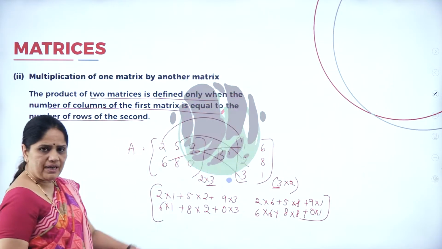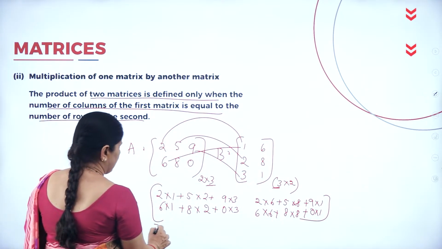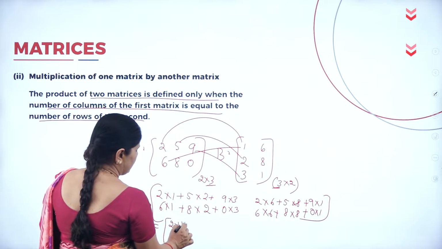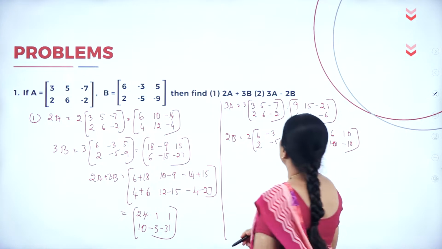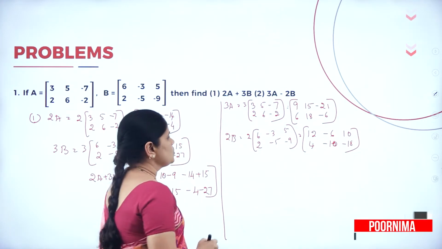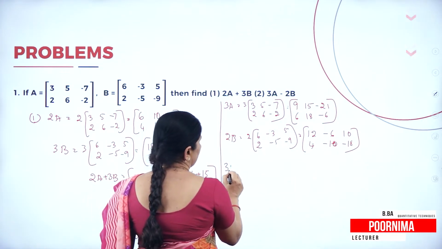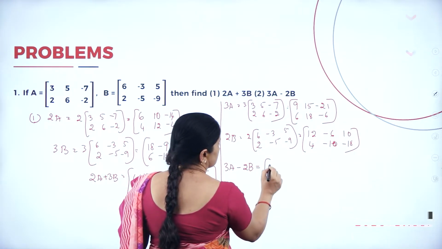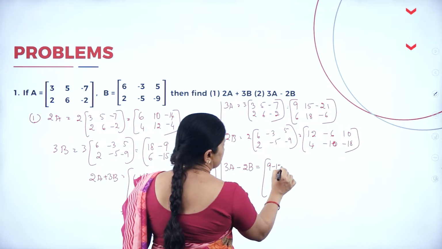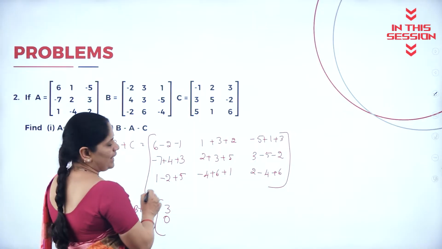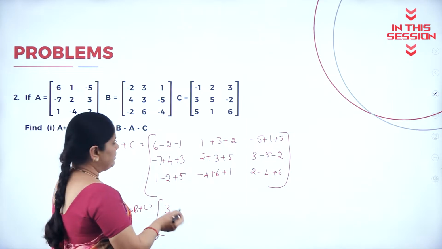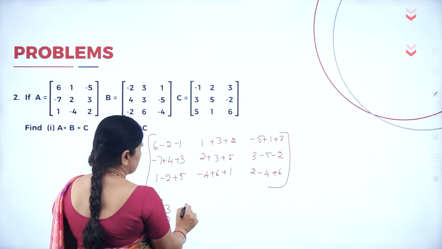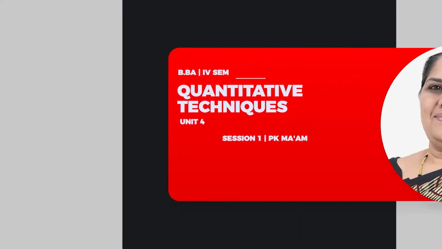Now we simplify these numbers. So I get 2 into 1, 2 plus 5 2s are 10. We have to do 3a minus 2b. So 3a minus 2b equals 9 minus 12. 5 minus 2 is 3 plus 1 is 4. 3 plus 2, 5 plus 1 is 6.